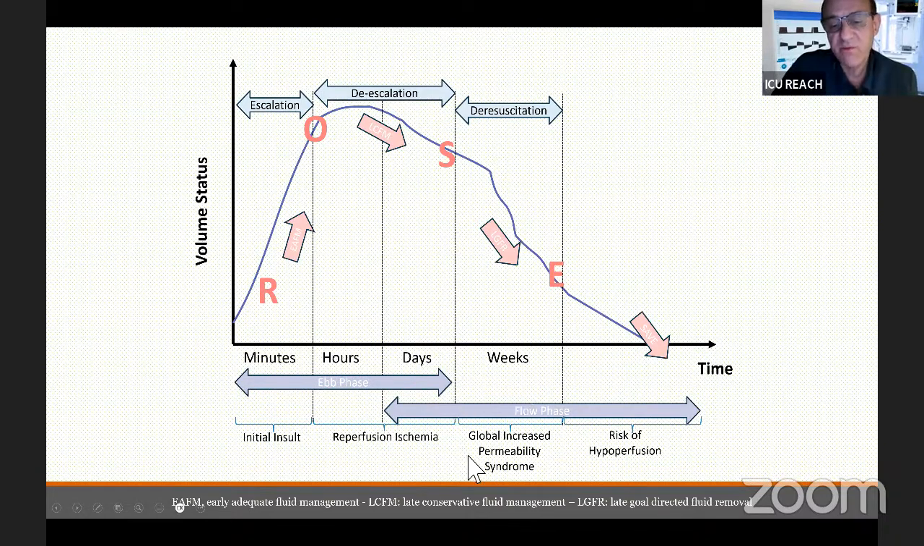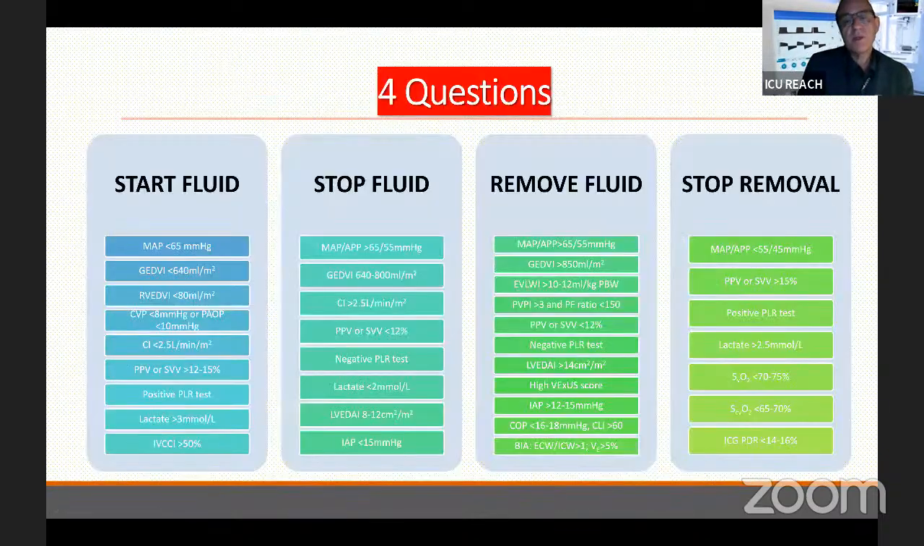And of course, the risk of global increased permeability syndrome is within this phase here. And if you over-diurese the patient, you may cause hypoperfusion again, and you have risk of having insult to the tissue again. So you want to avoid that. And the 4 questions that we need to ask would be when to start fluid, when to stop fluid, when to remove fluid, and then when to stop removal.